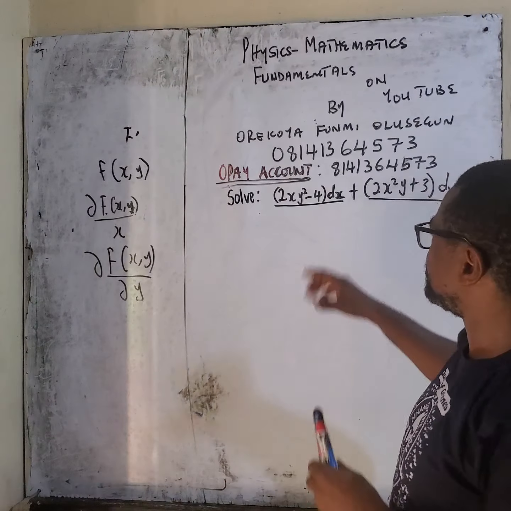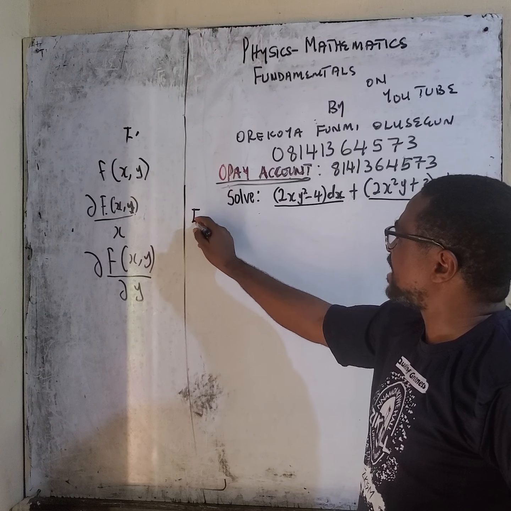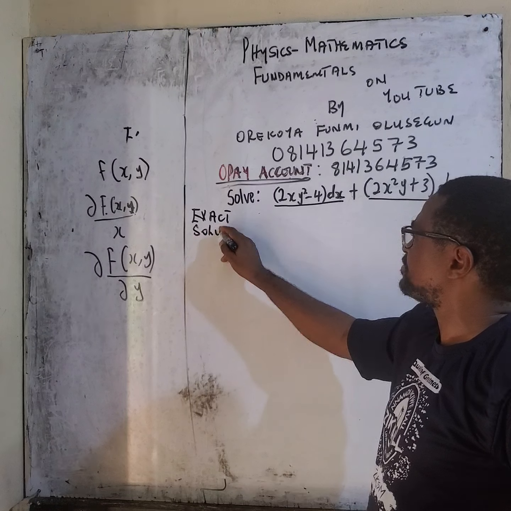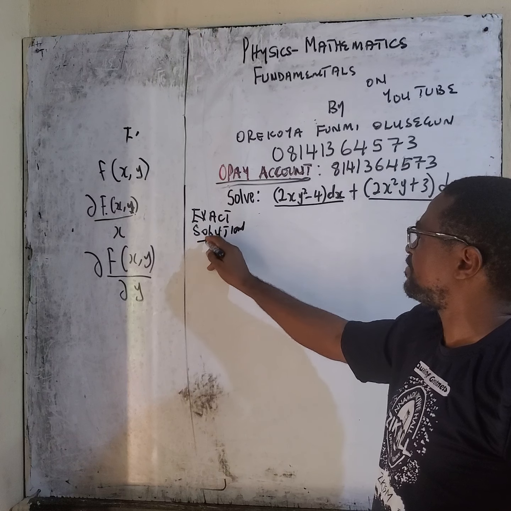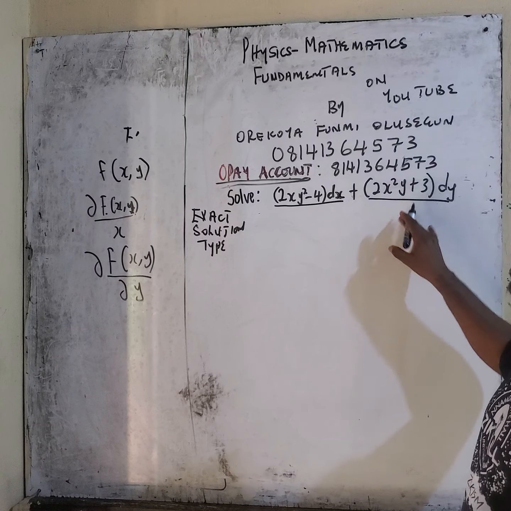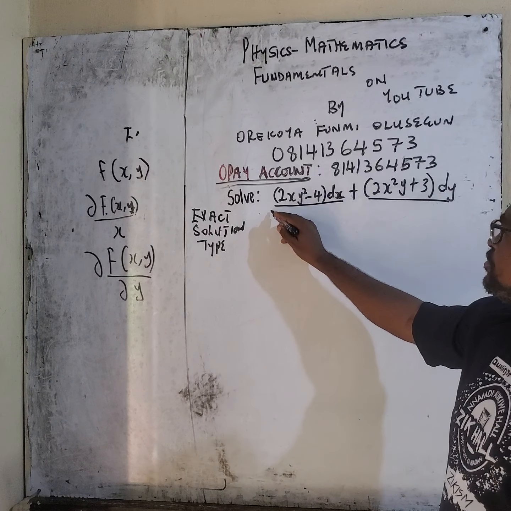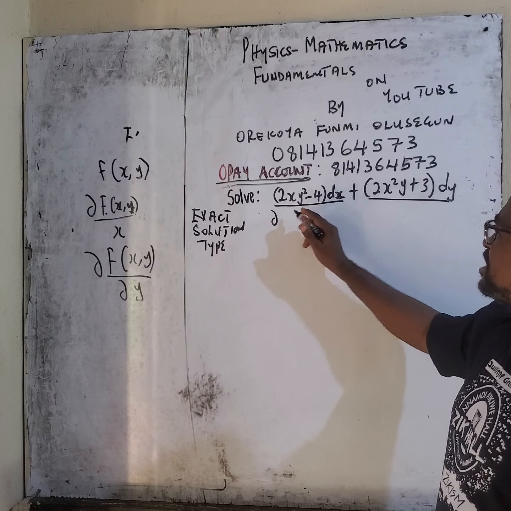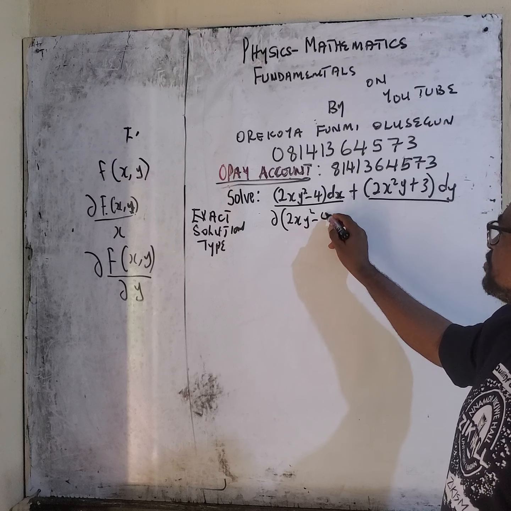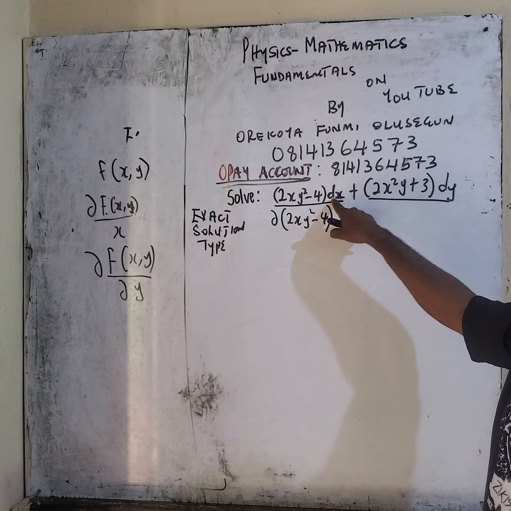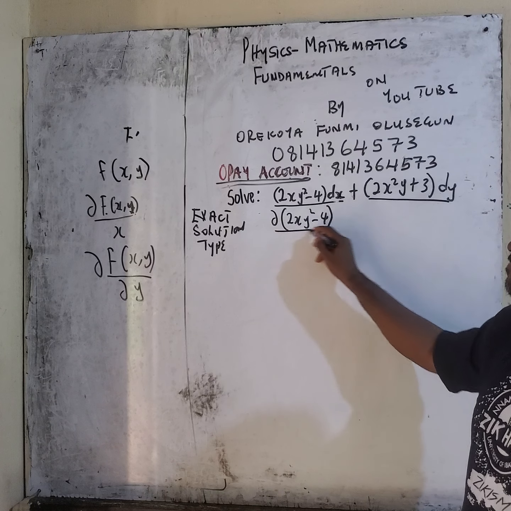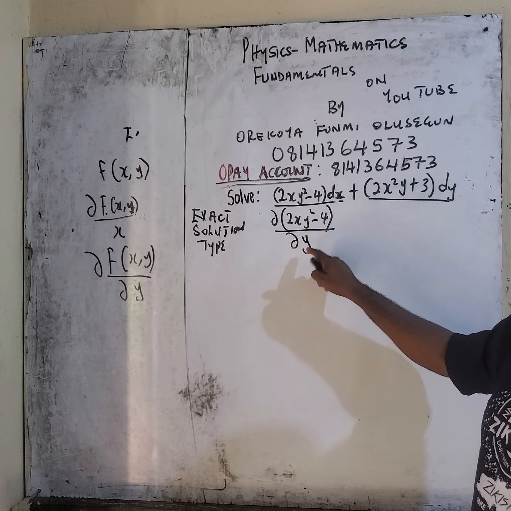Now, for us to use what is called the exact solution type, we need to do partial differentiation on each of these. We need to do partial differentiation of this particular expression that we have here, that is, the partial derivative of 2xy squared minus 4. Because we are having this independent variable, we are going to do it against this other variable.